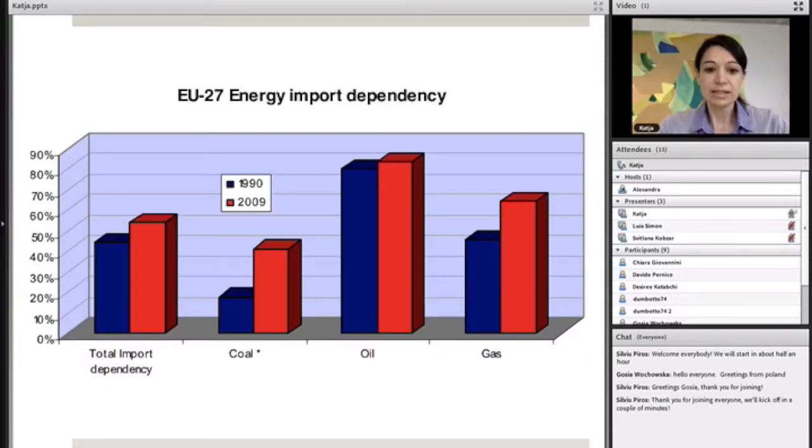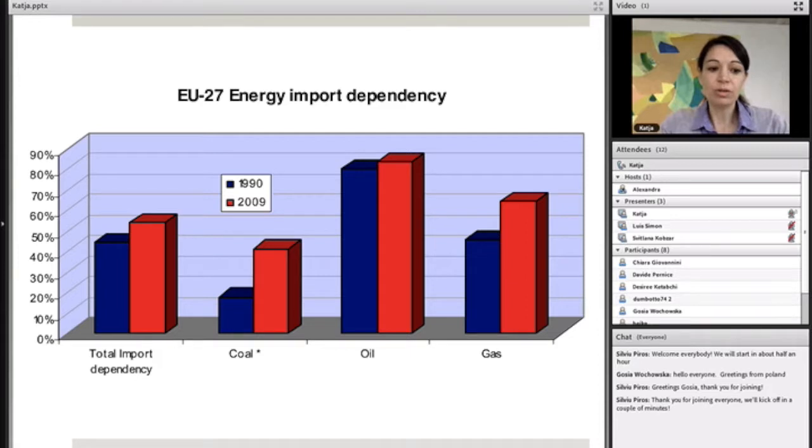If you look at this slide here, that shows you the energy import dependency of the EU 27, Croatia was not in the EU in 2009 yet. So basically we see here that the EU has always been dependent on imports, but this has increased, and it has particularly increased in coal and gas. And gas is, of course, as most of you will know already, a big issue with regards to our relations with Russia at the moment.